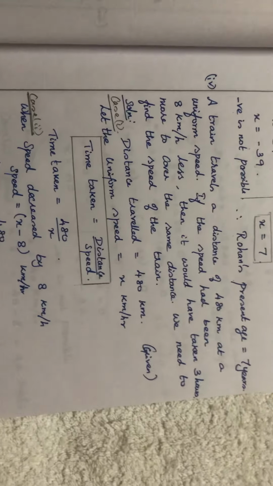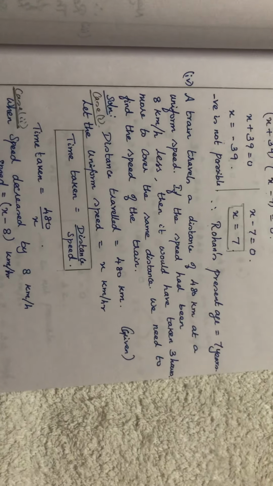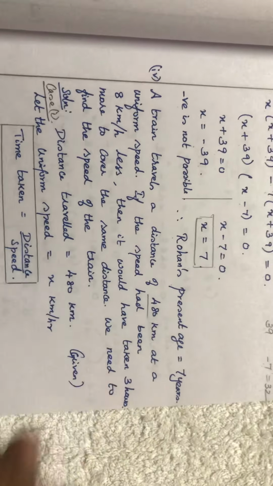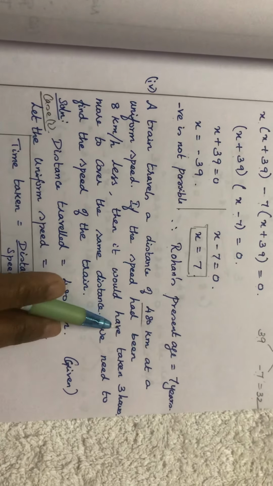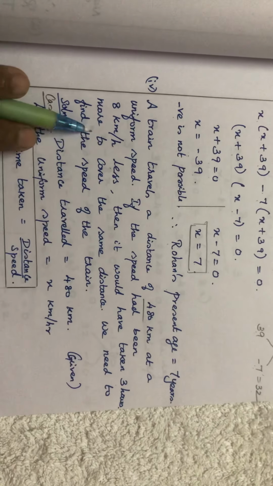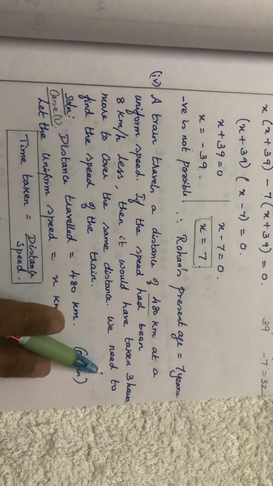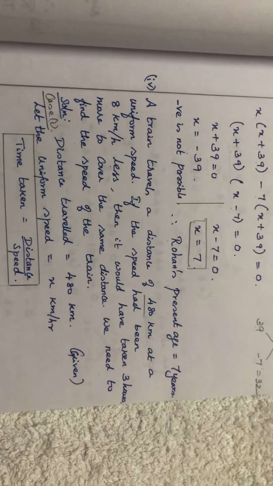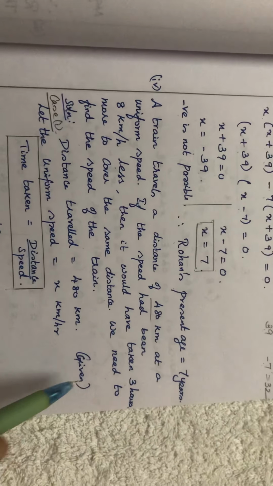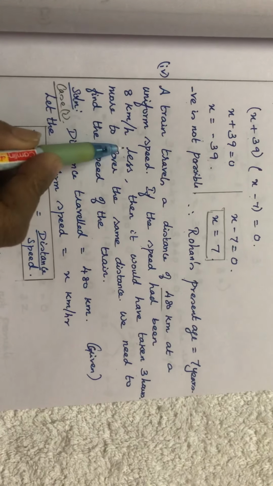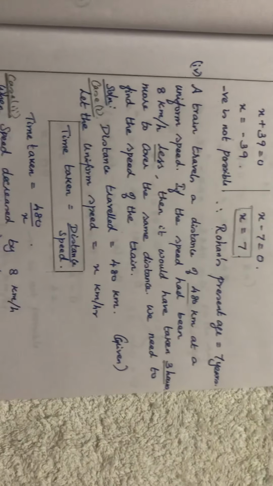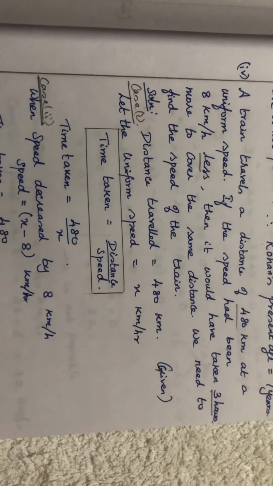Fourth subdivision. A train travels a distance of 480 km at a uniform speed. So what is the distance? It is 480 km. If the speed has been 8 km less, then it would have taken 3 hours more to cover the same distance. We need to find the speed of the train. So it is given, distance is given as 480 km, and they have given the speed has been 8 km less, when it takes 3 hours more to cover the same distance. So we are having two cases here.